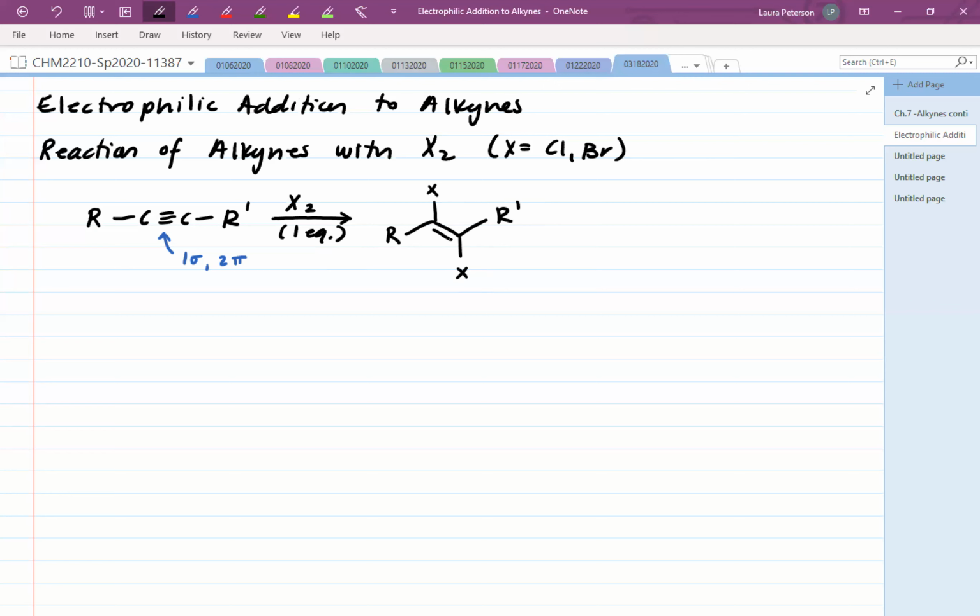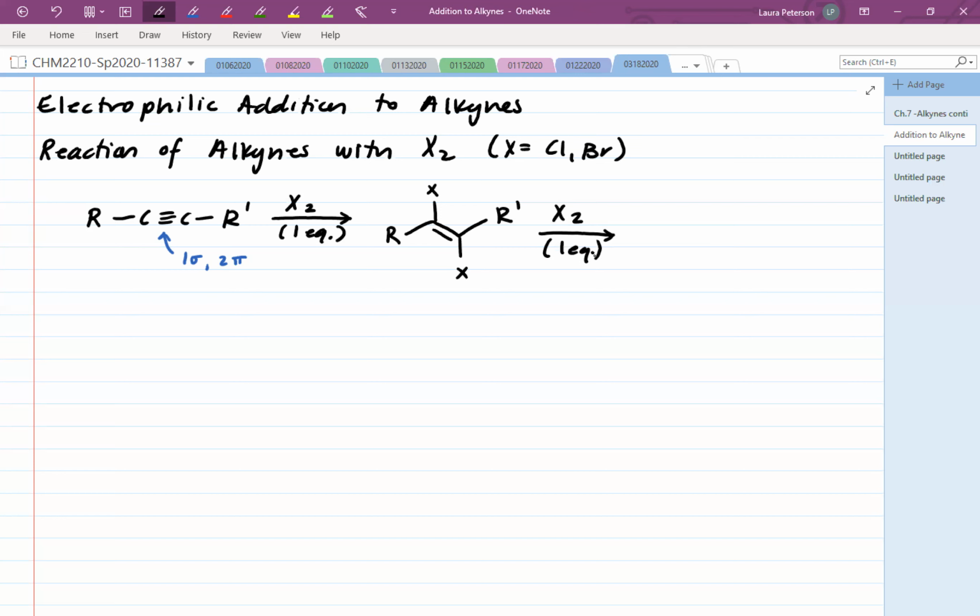Okay, so notice how I have essentially anti-addition of X2 across the carbon-carbon triple bond. So I've only at this point reacted one of the pi bonds. Now if we see the product of this step, it's just an alkene. Yes, it has halogens on it, but fundamentally it's still an alkene. And so I could add a second equivalent. So now we'll have 2 equivalents total.